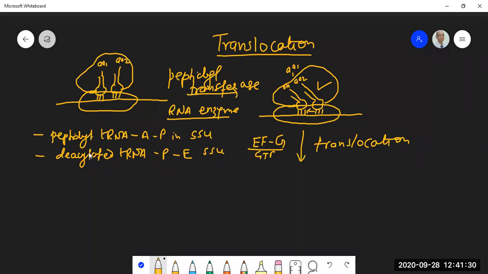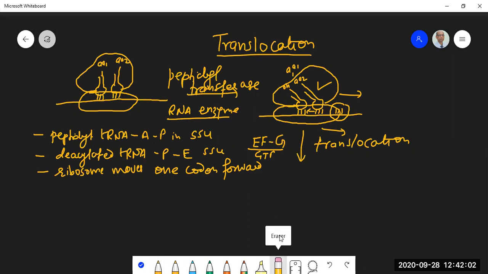All right. And the third movement is that the ribosome moves one codon forward. So the ribosome will move in this direction, and the next codon will get into the A site. So let us see these three movements. I will make a picture and then you will be able to understand.